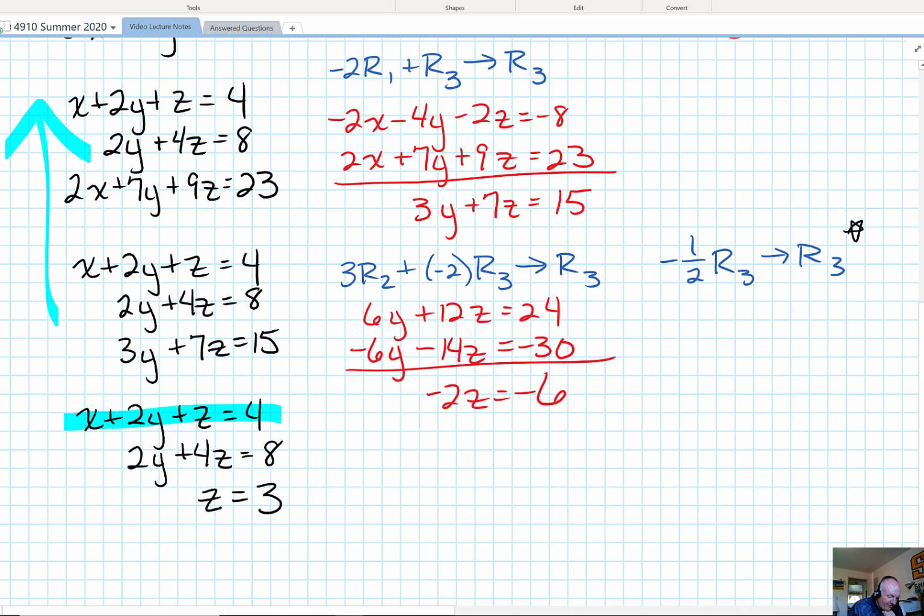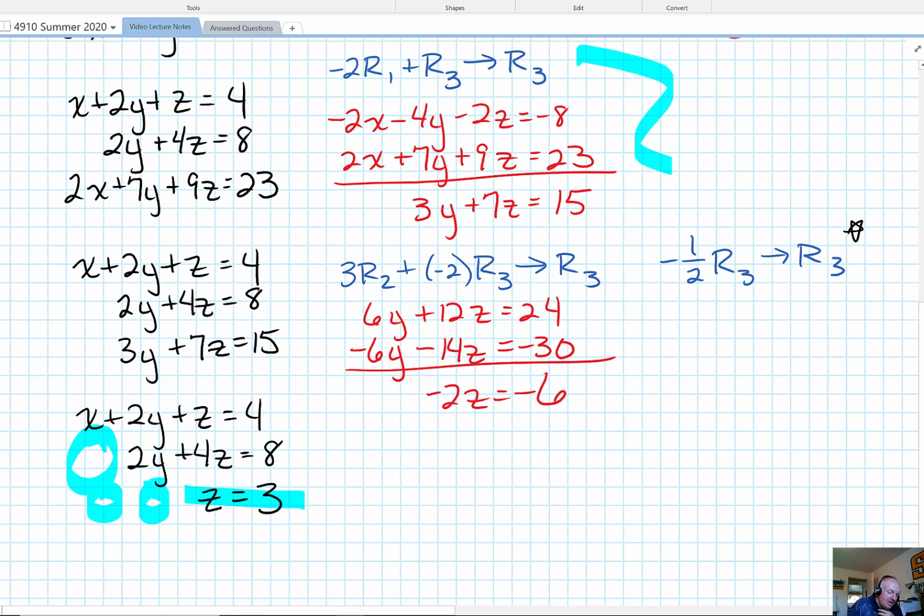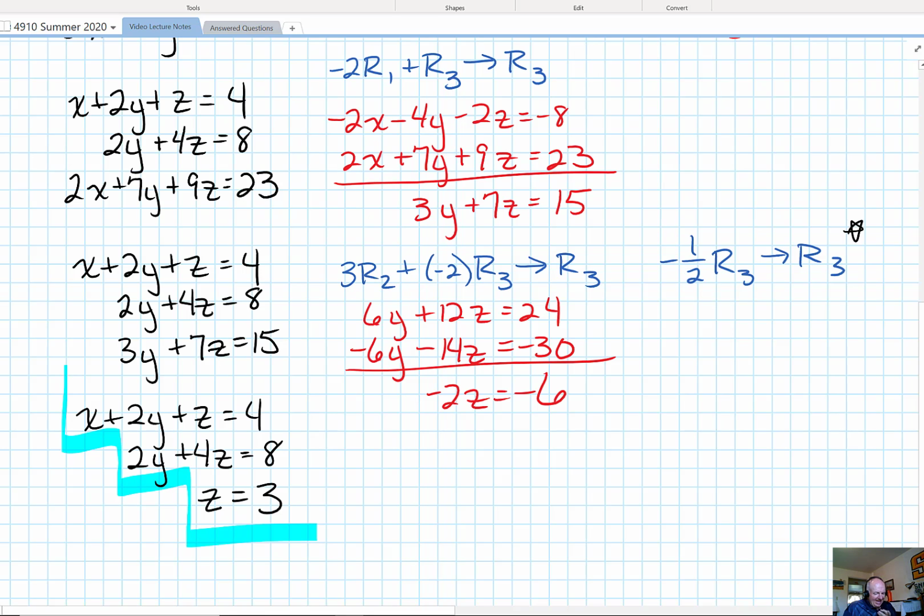Notice the 3 equations. The first equation has all 3 variables. The second equation has just the y and the z. In other words, the x is gone. And then the third equation is missing an x and a y. That's why we did these steps the way we did, so that we get this little stair step thing. We call that echelon form. We'll play with that a little later on.